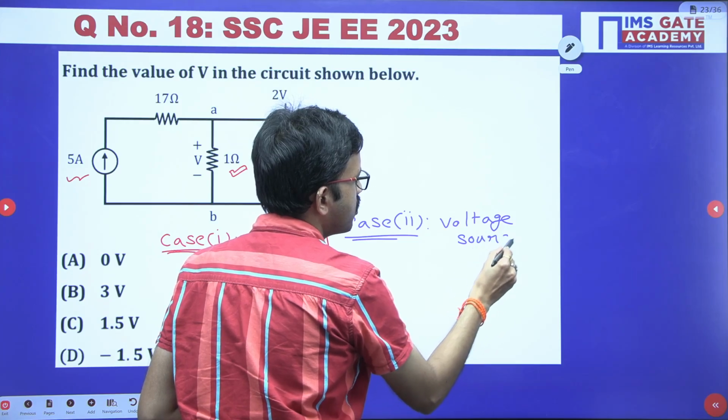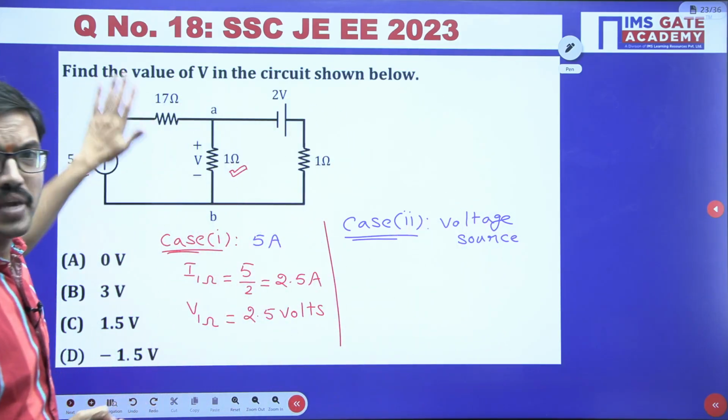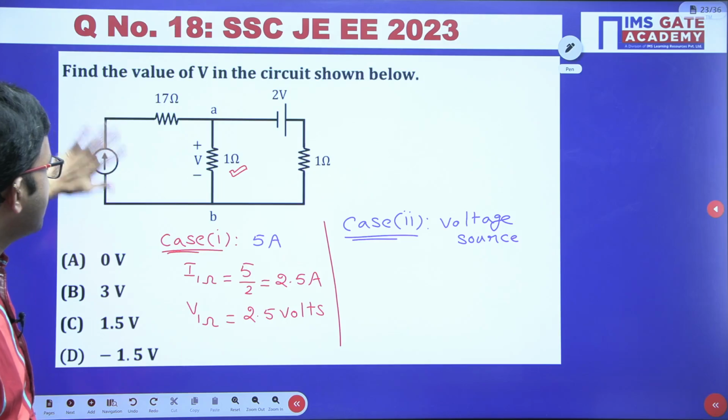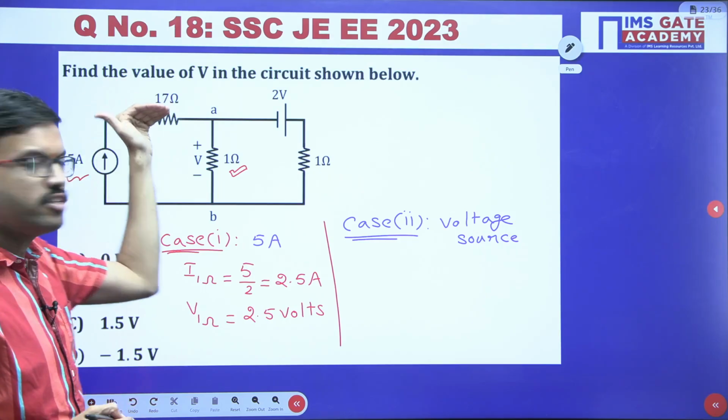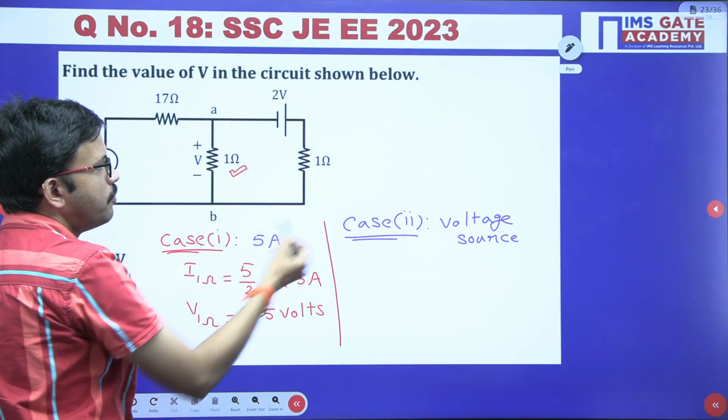Now in this case what will happen? The current source we have to make it open. The moment you have made the current source open, there is no current flowing through the 17 ohm resistor. So in that case these three elements are connected in series.